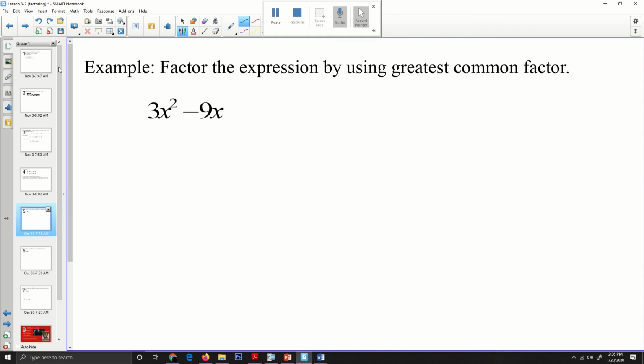So, talking about some examples, first, factor the expression by using the greatest common factor. So this is still a quadratic expression, even though it does not have a constant term. It does have a quadratic term and a linear term. And so I look and I say, what is the greatest common factor of 3x squared and 9x? And clearly 3x is the greatest common factor between both of those. When I divide 3x out of 3x squared, I'm left with just x. And when I divide 3x out of 9x, I'm left with just 3. And that is completely factored because I can't do anything else.